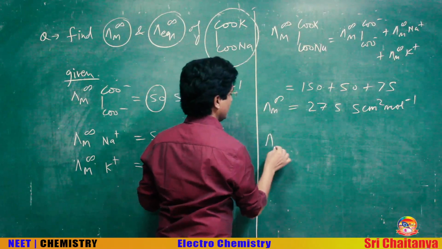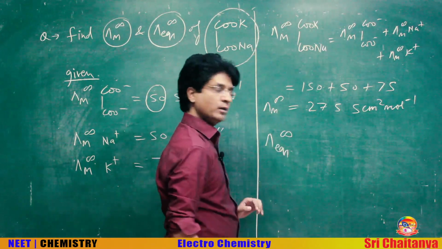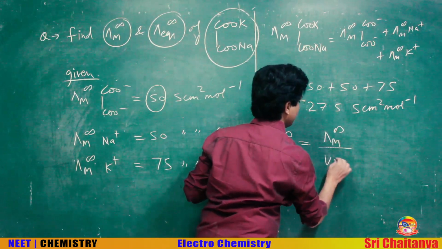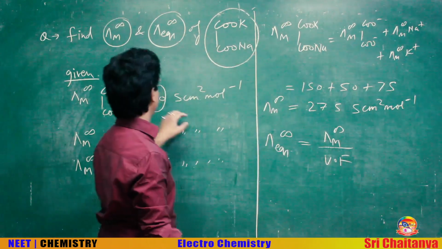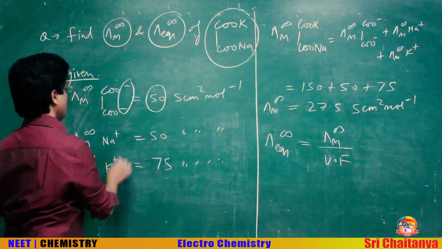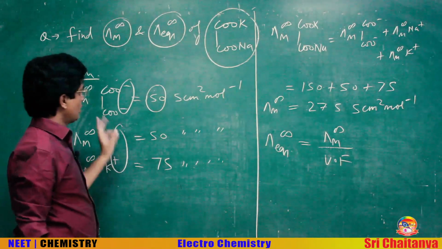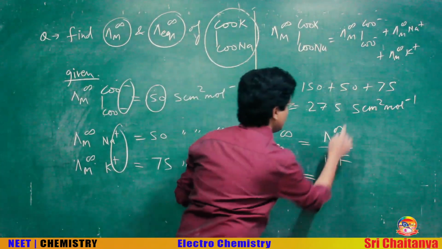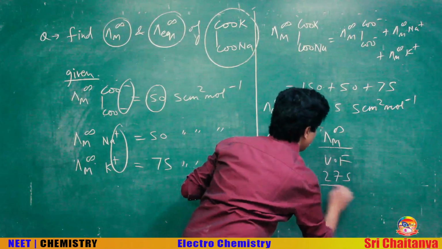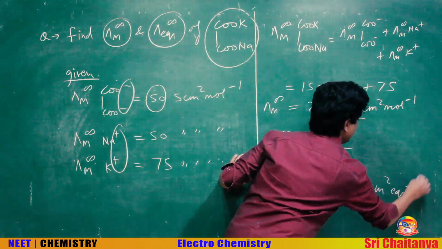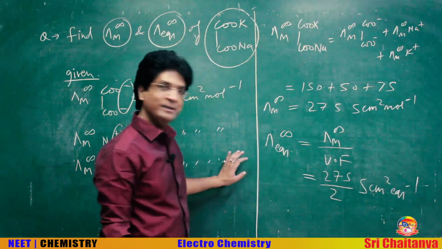Now to get equivalent conductivity, what do I have to do? Divide the molar conductivity by the valency factor. Now the valency factor for this salt is how much? In this ion I have got 2 negative charges or 2 positive charges. So valency factor will be 2. So equivalent conductivity will be 275 divided by 2 Siemens centimeter square per equivalent. I hope this is clear. Okay.